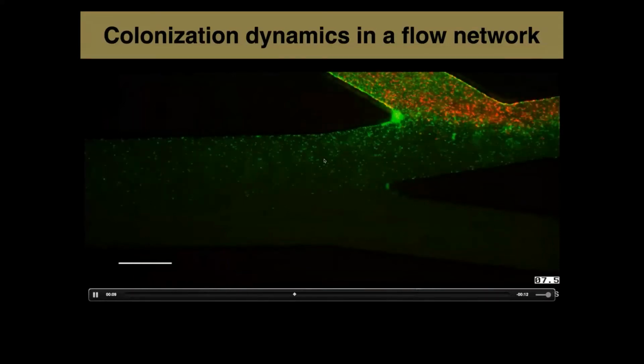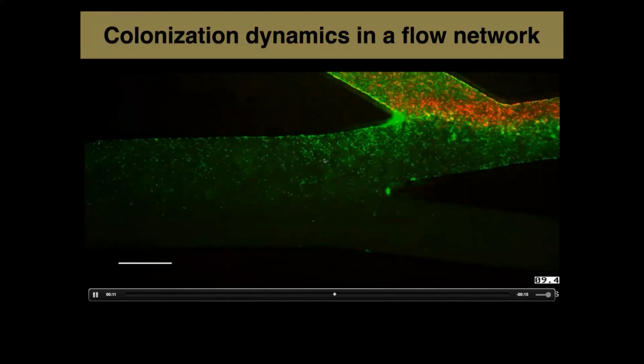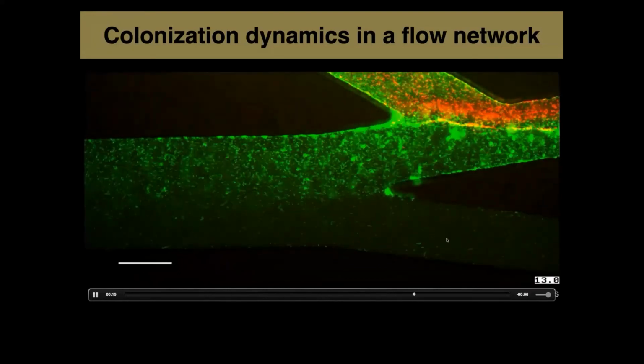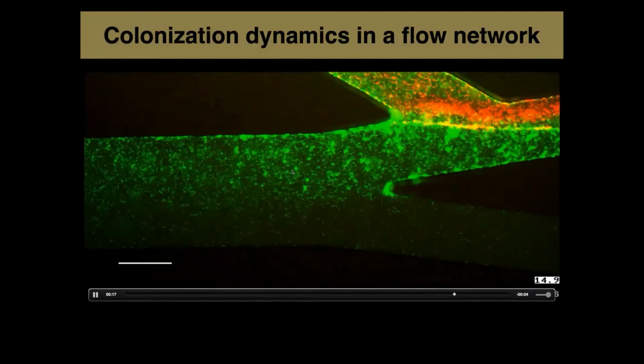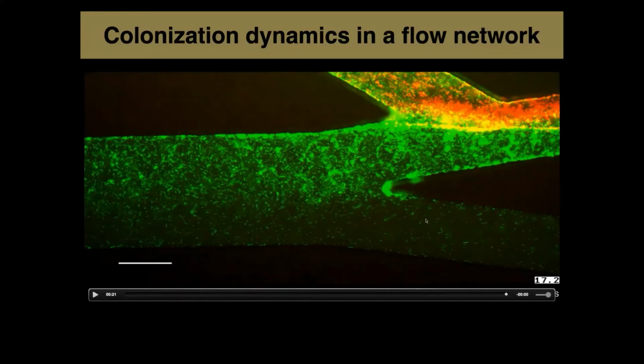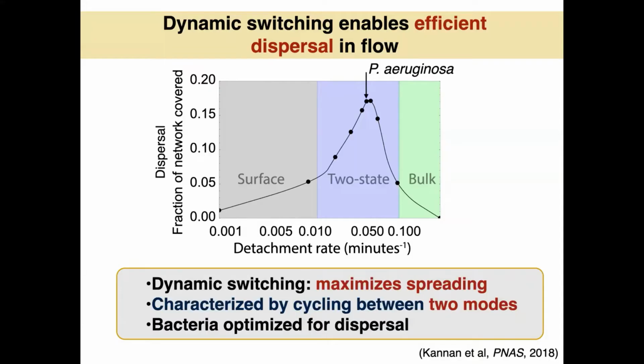And because they're able to detach from the surface, they can move downstream very quickly and they can reattach to the surface. And so what happens is bacteria are gonna, on average, move upstream, but they also contaminate or colonize all the downstream channels. So if you put them inside a fluidic network, they're gonna take over the entire network because they have all these different ways of moving about the fluidic network. And so this dynamic switching is what we found enables really efficient dispersal in flow.